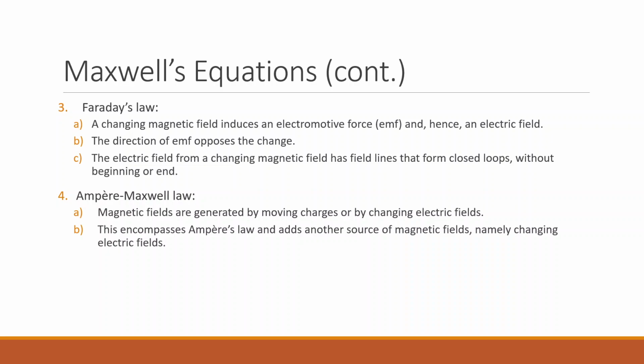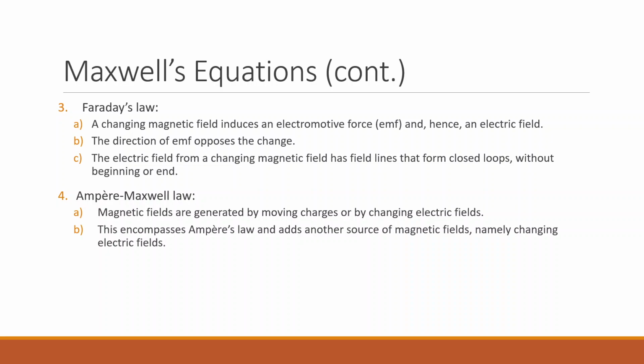In this case, we're looking at Faraday's law. This tells us that a changing magnetic field will induce an electromotive force, EMF, and an electric field. The direction of the EMF will oppose this change of magnetic field, and the electric field from a changing magnetic field has field lines that form closed loops without beginning or end.